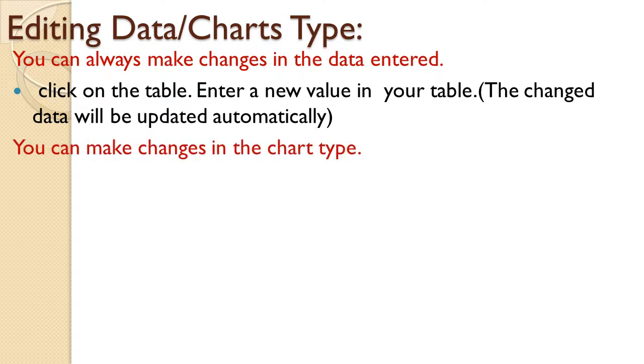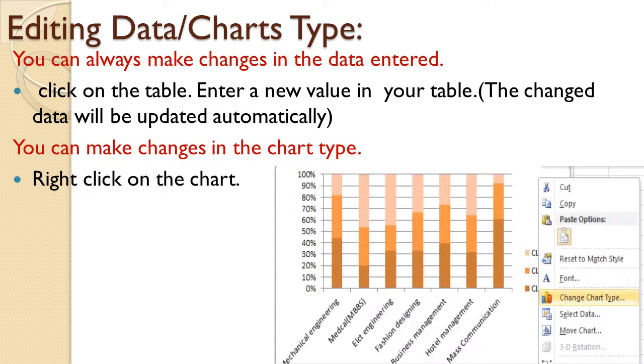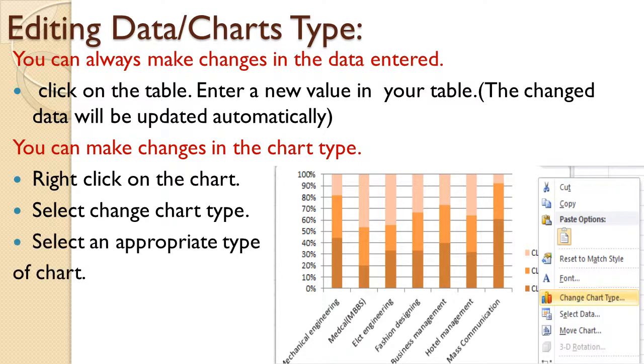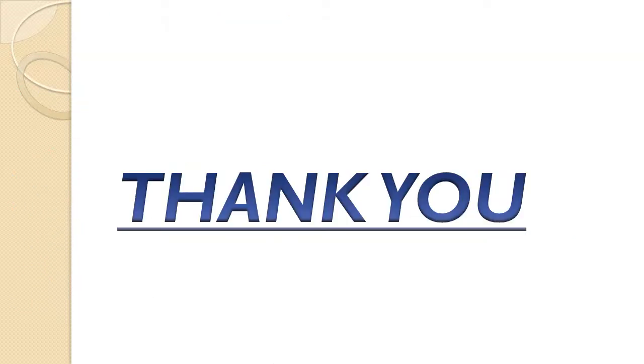Next, you can make changes in a chart type also. First, you have to right click on the chart like this. Then you will get one drop down list. In that drop down list, you have to select change chart type. After clicking on change chart type, you will get so many options. Select an appropriate type of chart, then click OK. Based on your selection, the chart will display on the worksheet.